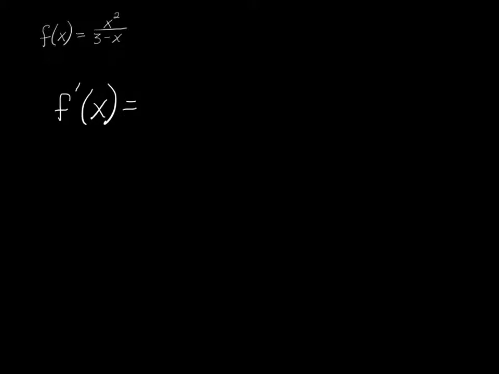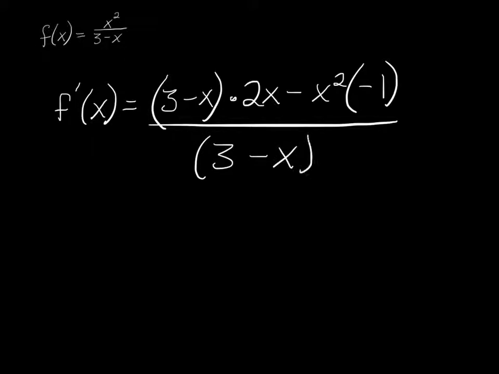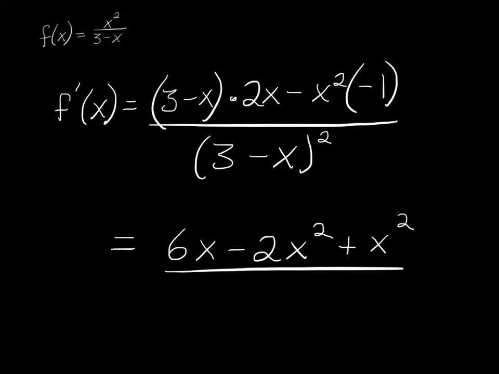It is low, d high, so the derivative of x squared, which is 2x, minus high, d low, so the derivative of 3 minus x, which is negative 1, over low, low, so 3 minus x squared, like so. So let's go ahead and simplify it before we go any further. When I distribute that 2x, I'll get 6x minus 2x squared, and then plus x squared over 3 minus x.